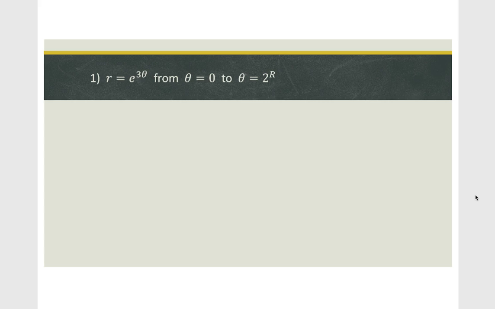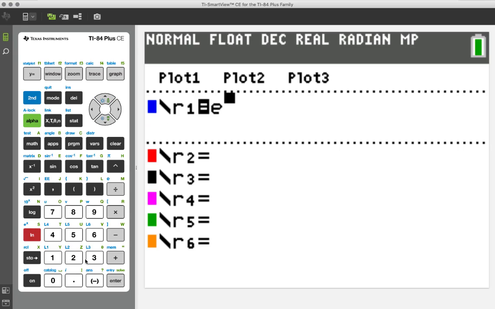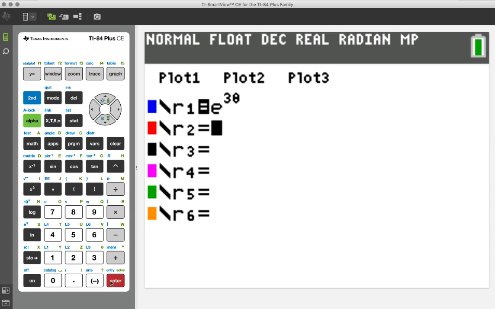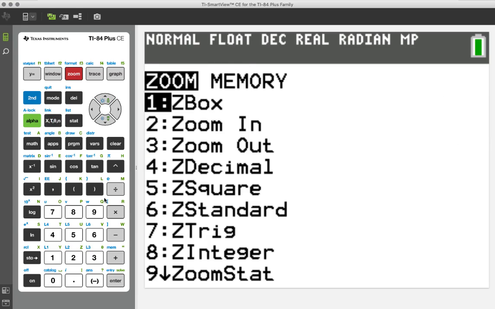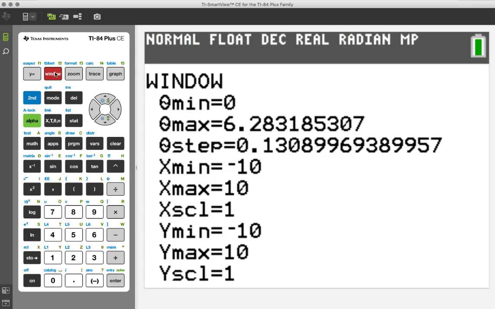So we could always graph it on our calculator just to see what it looks like and get a better sense of what length we're actually trying to find. Being in polar mode, we'll go ahead and graph e to the 3 theta. We can try zoom 6 to start. And if we go under window, remember we do want to find the arc length from 0 to 2 radians. It looks like when we did zoom 6, it set it up from 0 to 2 pi. So we could change this to 2.